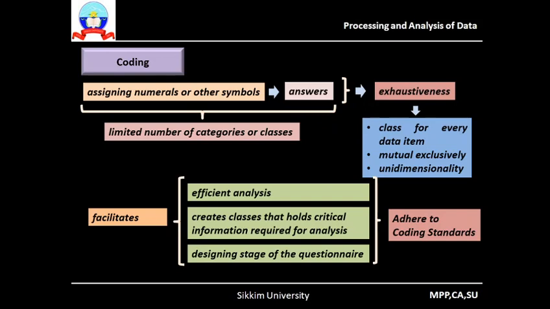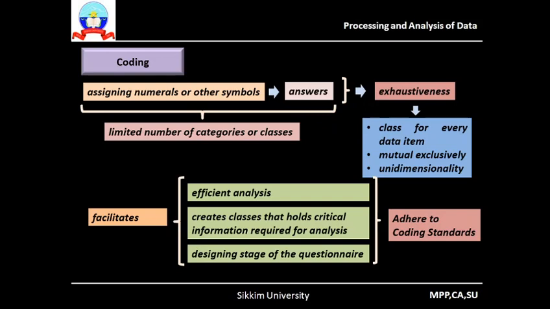The only reason we perform coding is to facilitate classification or to remove the exhaustiveness of the data that has been collected. So if the data is properly coded, then we can classify the data into a limited number of categories or classes. But whenever we perform coding, it is very important to ensure that there is a class for every data item, mutual exclusivity is looked upon, and unidimensionality is also preserved.